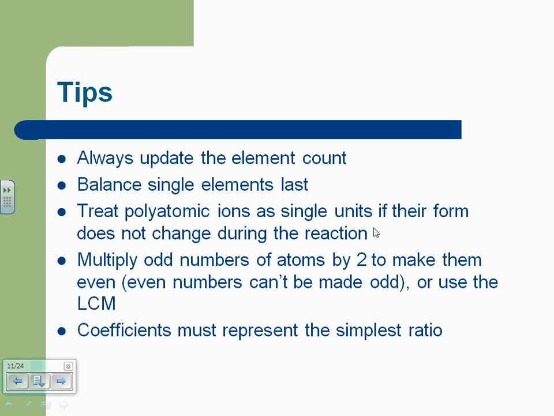Okay. Multiply odd number of atoms by 2 to make them even. All right, even numbers cannot be made odd. If that makes sense, you can't cut something in half, or use the least common multiple. So like if something's 3 and something's 2, multiply everything to get that least common multiple. All right, and then the last part, coefficients must represent the simplest ratio. So you get everything written in your balanced equation. If you can divide by 2 all of it, divide everything by 2. You want the simplest ratio possible. Okay?